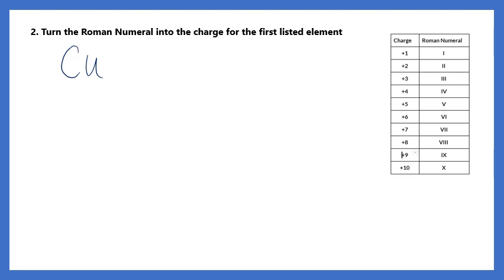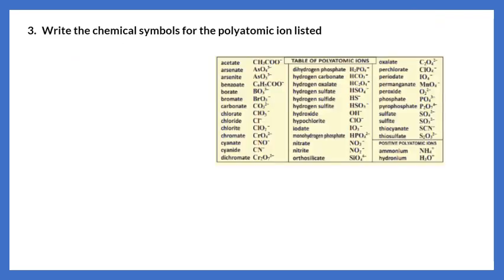The next step says to turn the Roman numeral into the charge for the first element listed. Well, back on that first page and above on your sheet, it was copper 2 phosphate. So that 2 here, we find it in our Roman numeral chart. We look over to the left and we see that it means that copper takes a +2 charge. All right, let's move on. So far we've come up with Cu with a +2 charge.